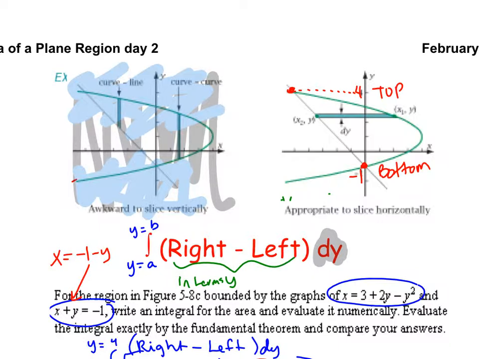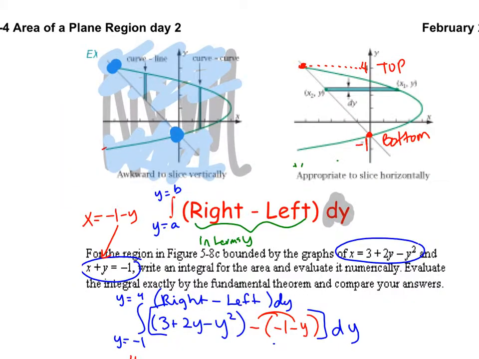So the first thing we're going to do is find out what a and b are. Let's erase that. In order to do that, we have to find where they intersect. As you can see in the graph, there's an intersection happening right there, and there's an intersection happening right there.